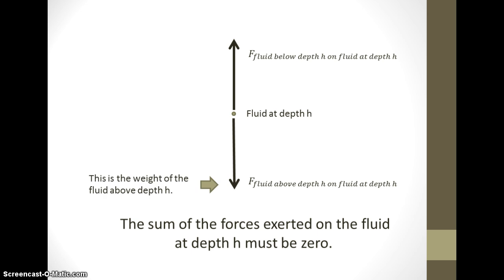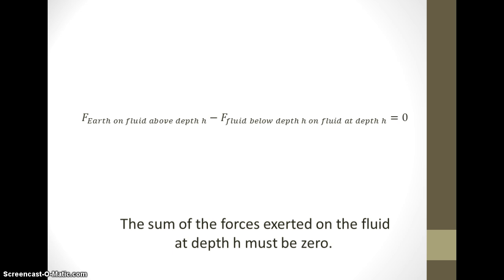It turns out that this downward force of the fluid above depth h is actually the weight of the fluid above depth h. So Earth exerts a force on the fluid downward, and therefore the fluid exerts a downward force on the fluid at depth h. So we can rewrite that as the force that Earth exerts on the fluid above depth h. We know that these have to be in equilibrium, so the upward force minus the downward force equals 0. And we can rearrange that, and therefore we know that those forces must be equal in magnitude.